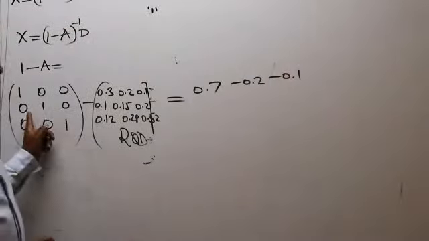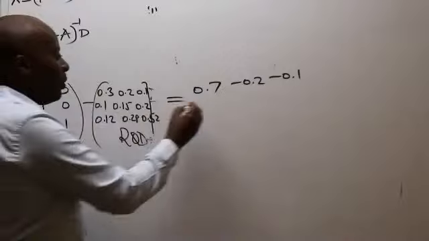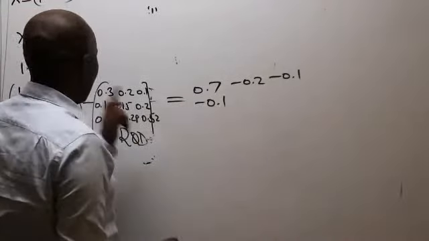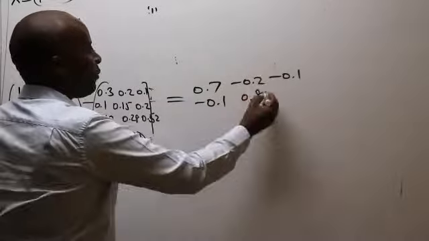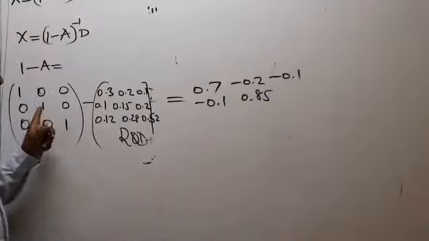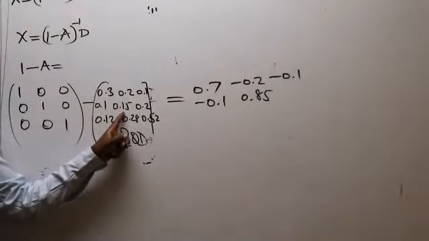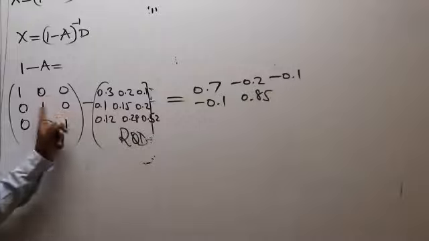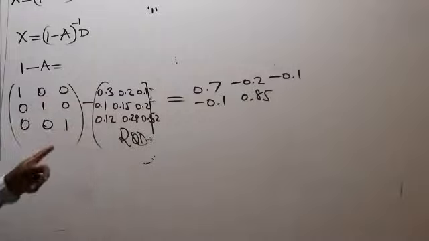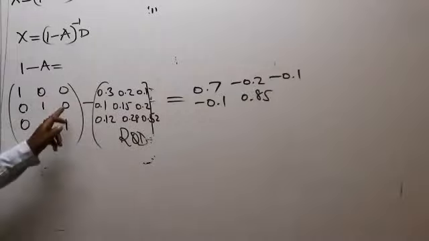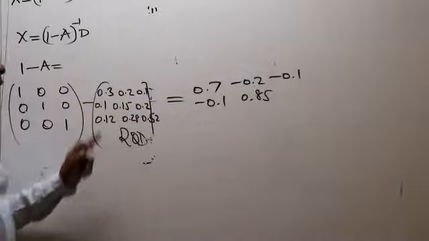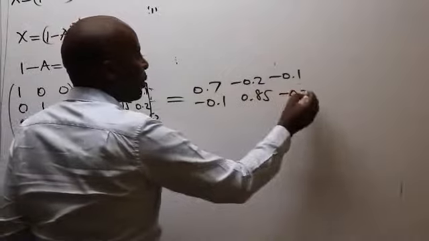Then we go to the second row. The first one will be minus 0.1. The middle one will be 0.85. Let me move slowly here. Remember, it is the second one here and the second one here. So I'm subtracting 0.15 from 1, which will give me 0.85. The third element here will be 0 minus 0.2, which gives me minus 0.2.